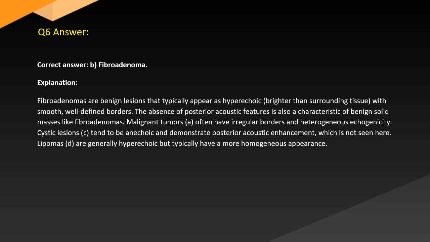Malignant tumors often have irregular borders and heterogeneous echogenicity. Cystic lesions (C) tend to be anechoic and demonstrate posterior acoustic enhancement, which is not seen here. Lipomas (D) are generally hyperechoic but typically have a more homogeneous appearance.